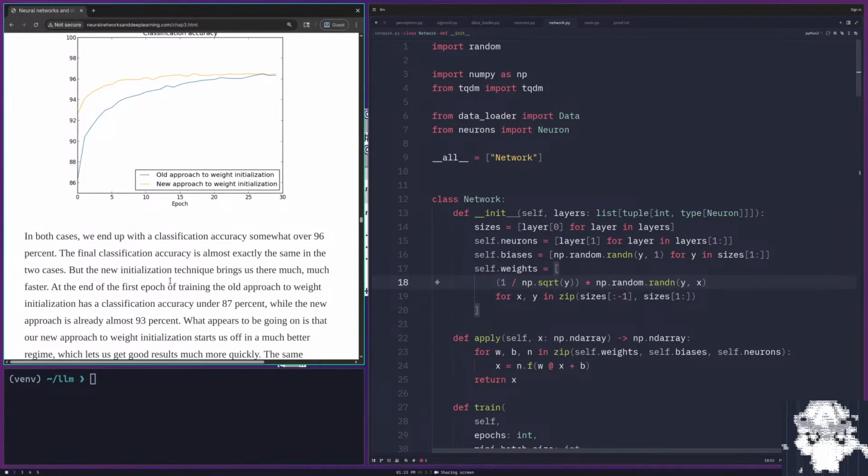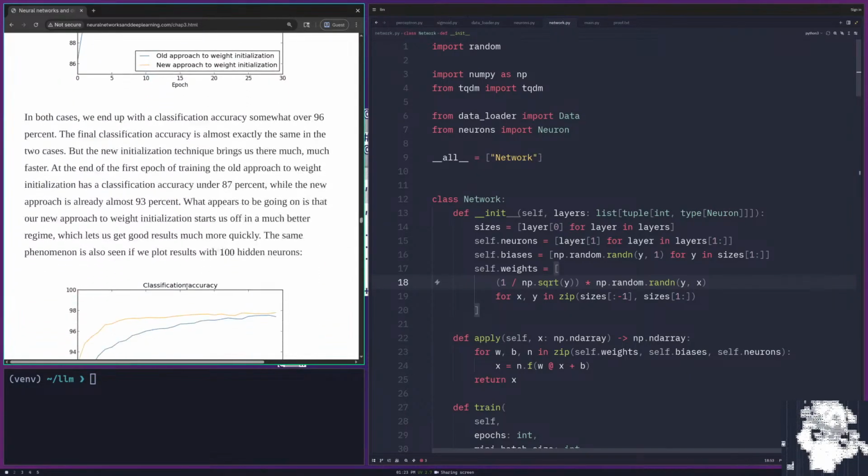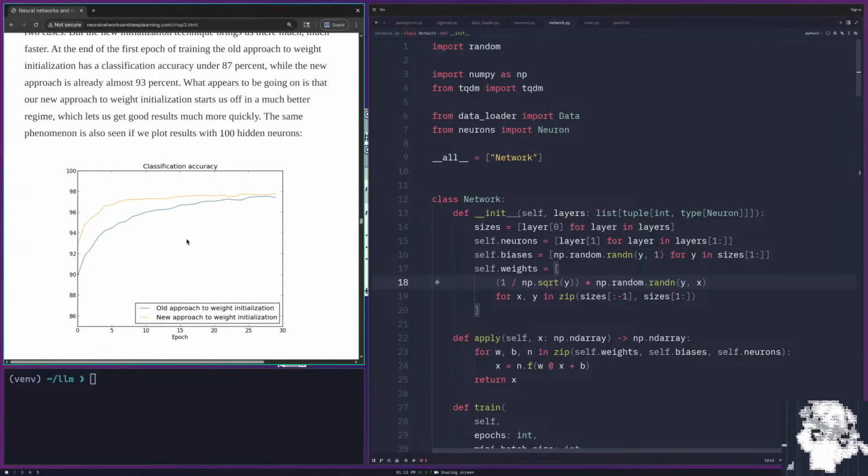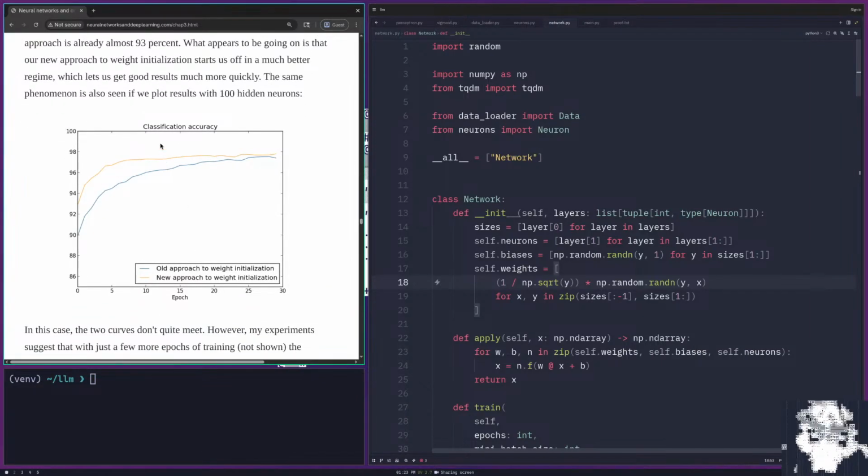In both cases, we end up with classification accuracy somewhat over 96%. The final classification accuracy is almost exactly the same in the two cases, but the new weight initialization technique brings us there much, much faster. At the end of the first epoch of training, the old approach to weight initialization has a classification accuracy under 87%, while the new approach is already almost 93%. What appears to be going on is that our new approach to weight initialization starts us off in a much better regime, which lets us get good results much more quickly.